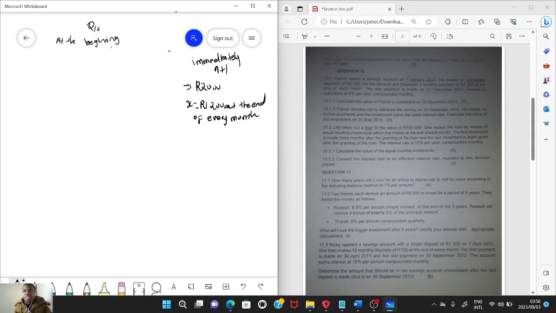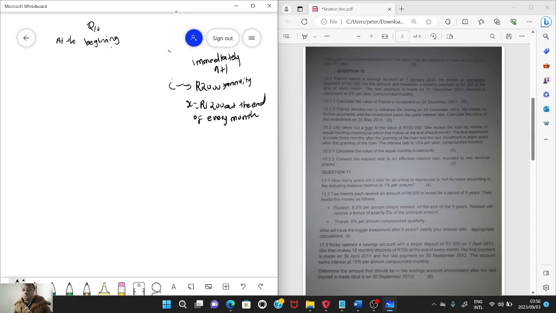If this 2,000 is not part of the annuity, just because it's made immediately, it doesn't mean you are going to add one. What do I mean by that? When I first explained in the first lesson, we said, let's define annuity. We said annuity is the regular payment into an account.